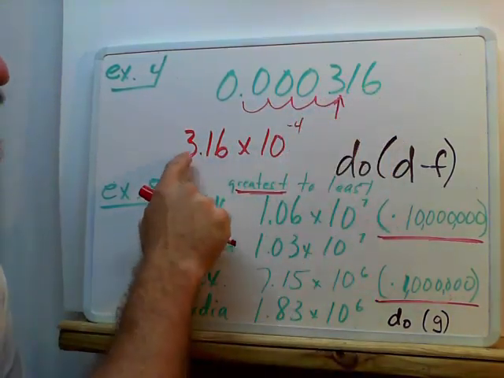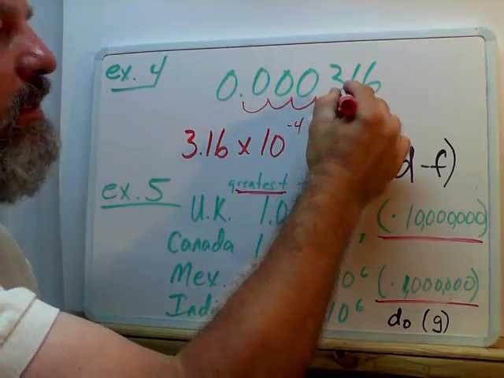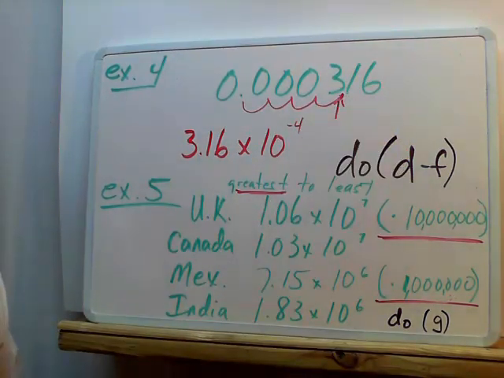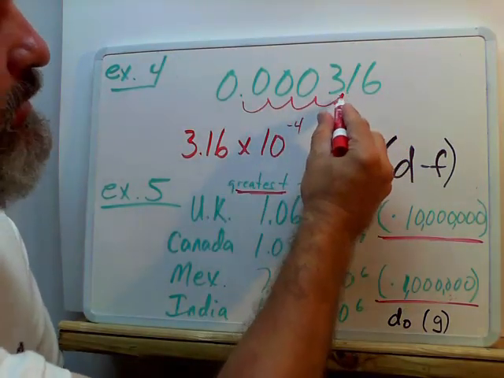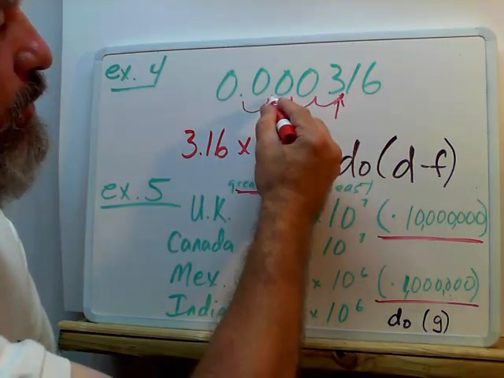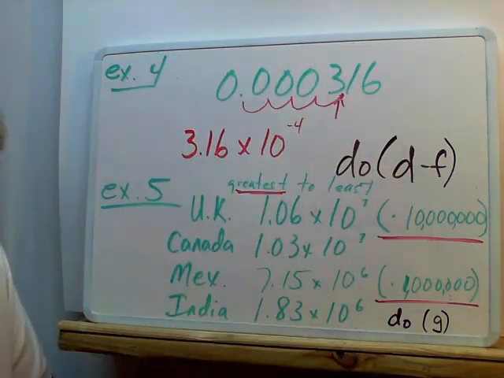0.000316. Write down the 3.16 because we know we're going to need a decimal point right there. And now we just need to figure out how many places we moved. We moved 1, 2, 3, 4, and that obviously is a small number, so it's 3.16 times 10 to the negative 4. Please press pause and do letters D through F.